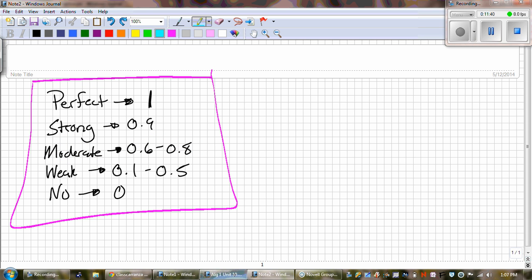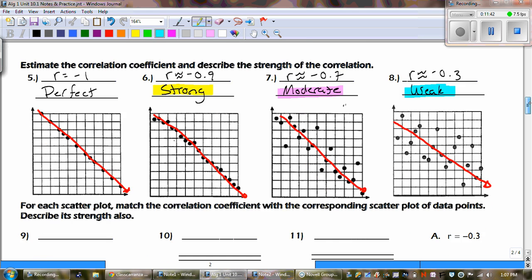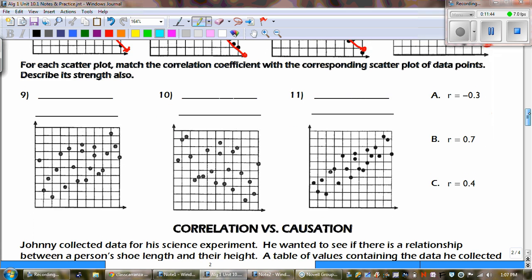All right, why don't you guys try 9 through 11, all right? It says for each scatter plot, match the correlation coefficient with the corresponding scatter plot of data points. Describe its strength, okay? So tell me, is it weak? Is it strong? Is it moderate? Is it perfect? And then write A, B, or C, okay? So go ahead and pause the video and good luck.